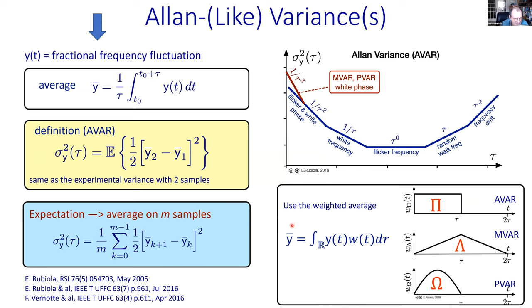When you use this definition of y, the formula gives you the modified Allan variance. Then you can use a parabola like this as the weight function. This parabola is the frequency response of a machine that takes phase samples and calculates the frequency using linear regression on phase samples. So you have this weight function, and the formula gives the parabolic variance. A little unusual approach, but it's more powerful.